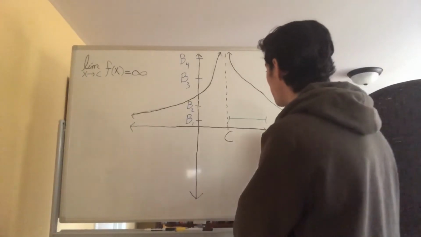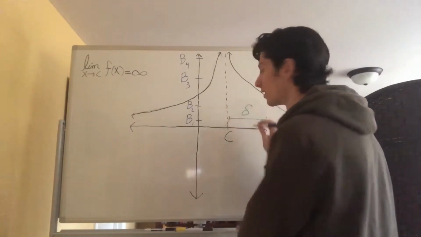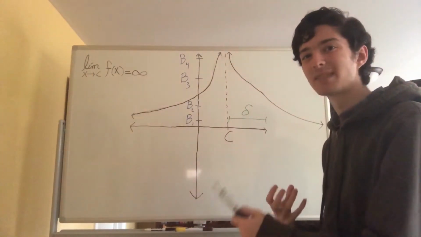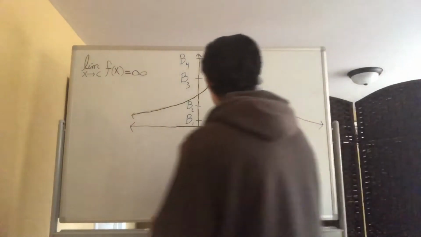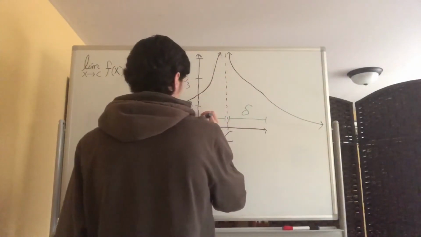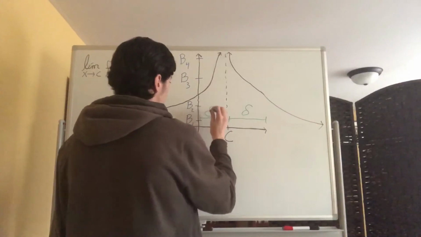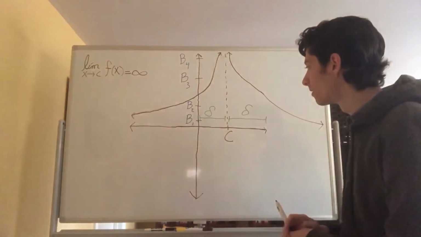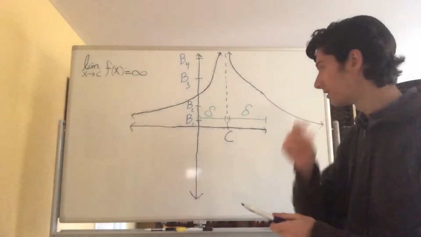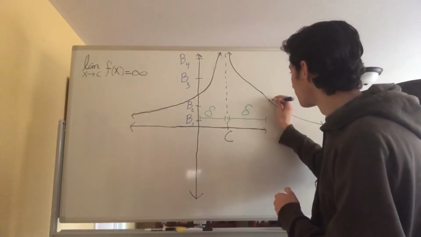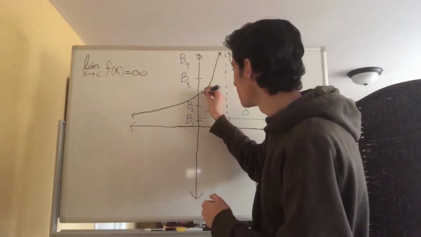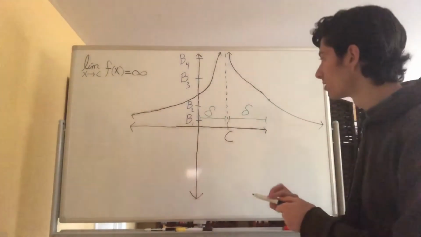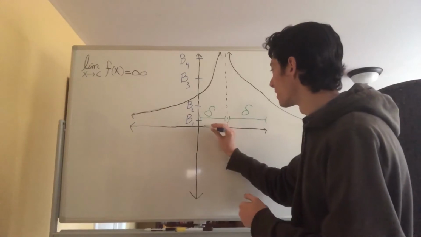And why don't we name this width delta? And we'll do this on the other side, right? Because x is approaching c from both sides. So we have this width on the other side as well. And the width of these are both delta. Well, we see that we can go up here, and we can also go up here. And the x values we choose are all within this range.